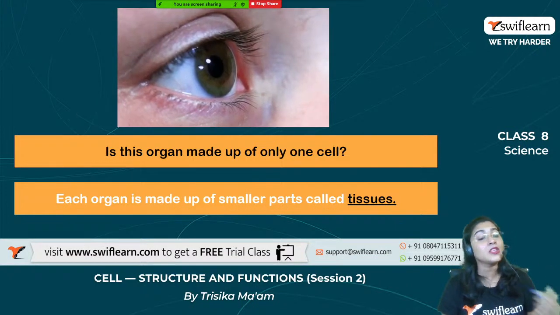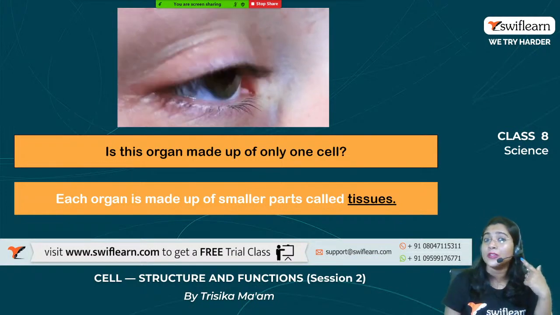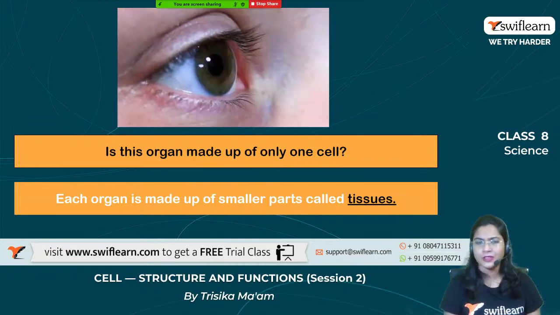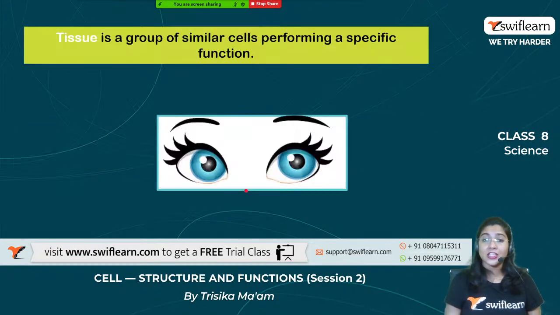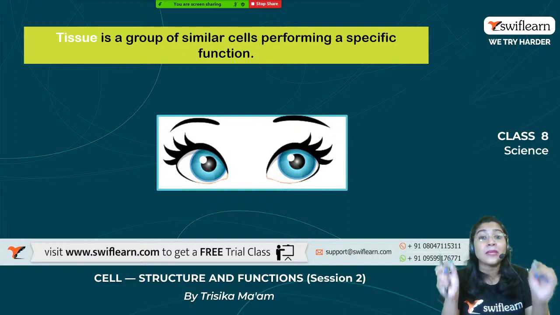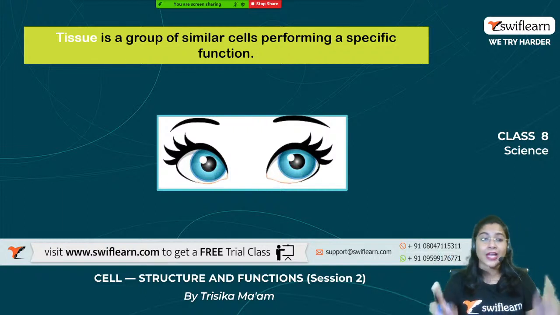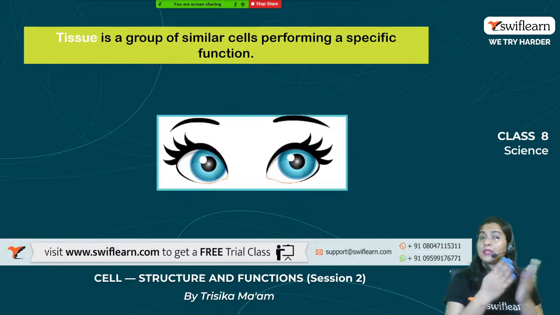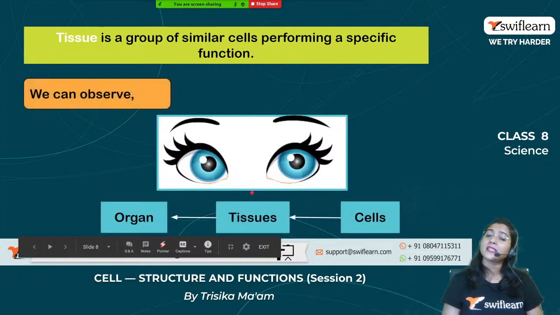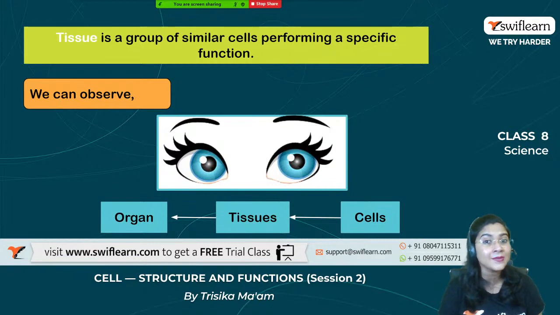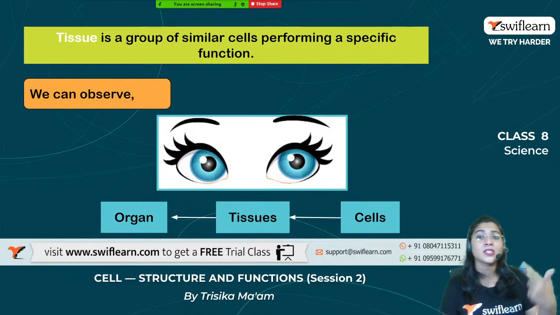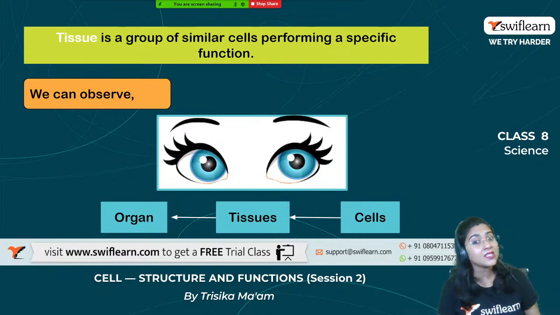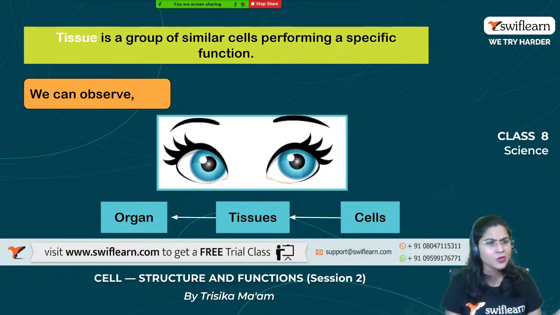A similar thing happens in the case of the lungs, in the case of our ears, and so on in each of the organs. So we can say that a tissue is a group of similar type of cells which are performing a specific function. That is why a group of cells makes up the tissues, a group of tissues makes up the organ, and a group of organs makes up the organ system. As I have already mentioned, what are the different organ systems? It can be the digestive system, circulatory system, respiratory system, nervous system, or excretory system, and so on, right?